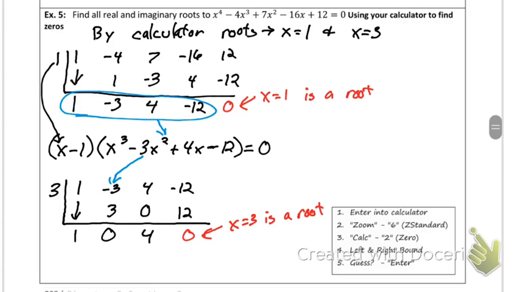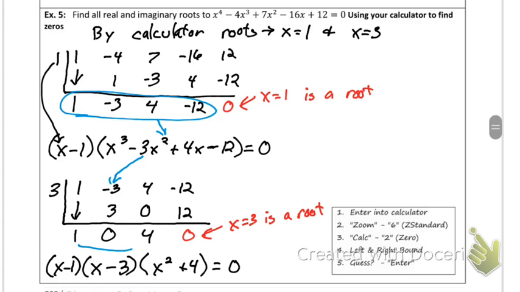But now we can rewrite it even further. We can now rewrite this as x minus 1 times x minus 3 times, well, this is x squared plus 0x plus 4, so it's just x squared plus 4 equals 0. Once again, I got that 1 from here, and I got that 4 from here. I am going to copy this and put it on my next slide because I ran out of room.